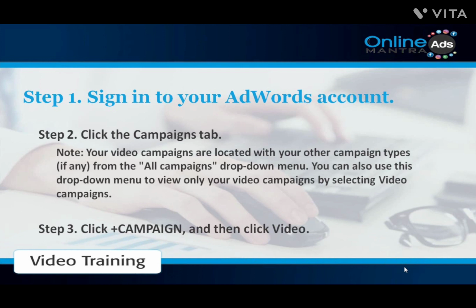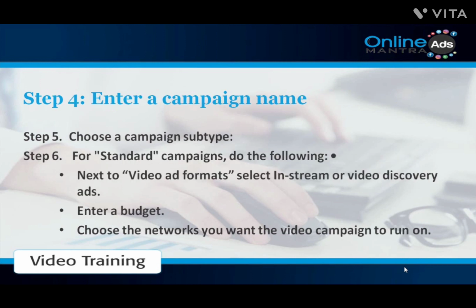Click Plus Campaign, and then click Video. Step 4. Enter a campaign name. Step 5. Choose a campaign subtype. Step 6. For standard campaigns, do the following. Next to Video ad formats, select in-stream or video discovery ads.